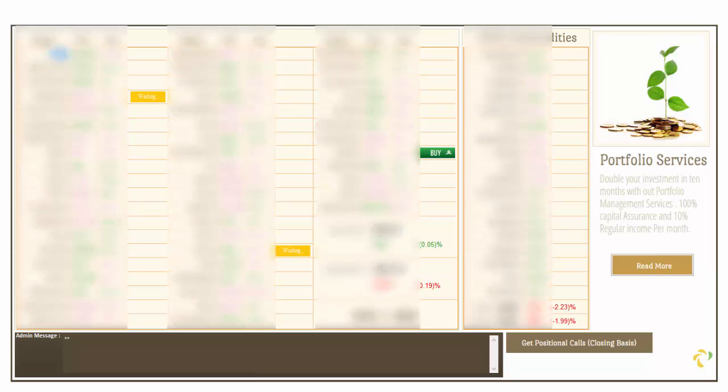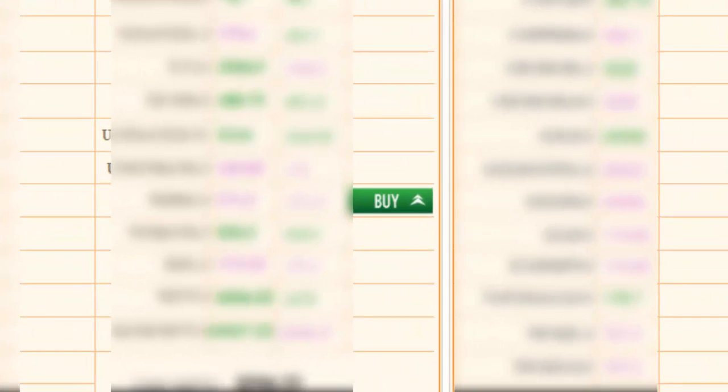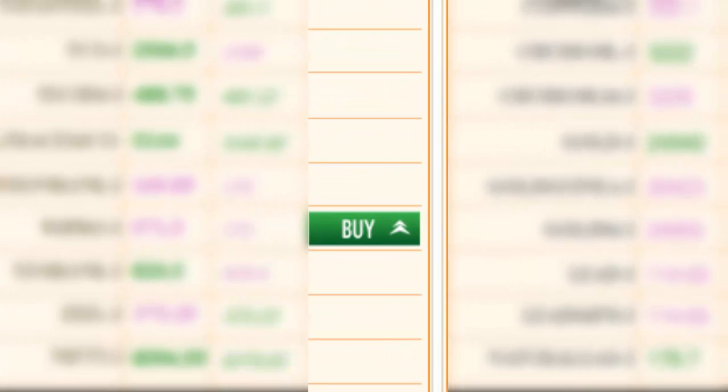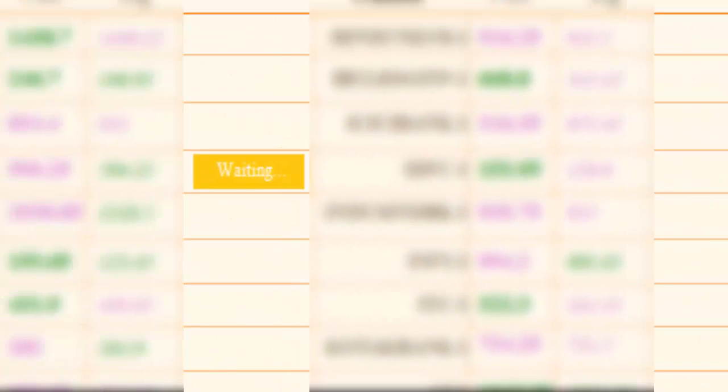Next one is a very important thing, the buy and sell recommendation section. You will get buy sell recommendations for intraday trading in both the future market as well as the commodity market. These recommendations are commonly known as buy and sell, and sometimes waiting.